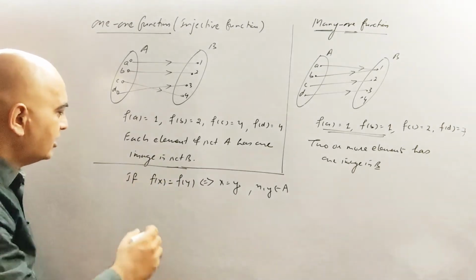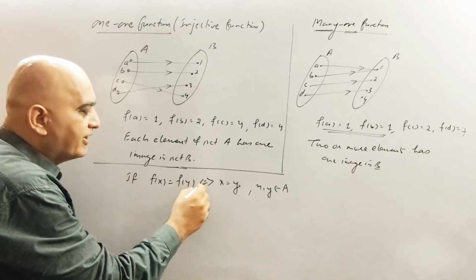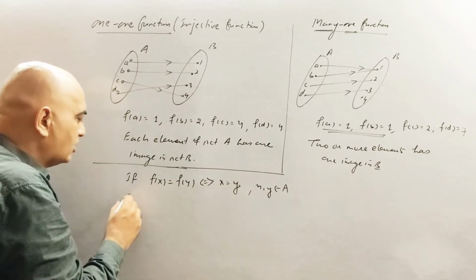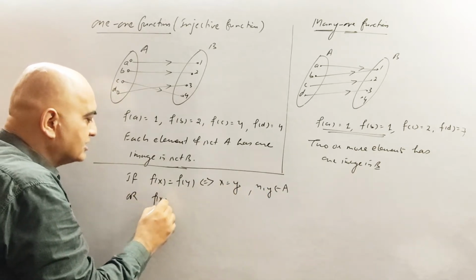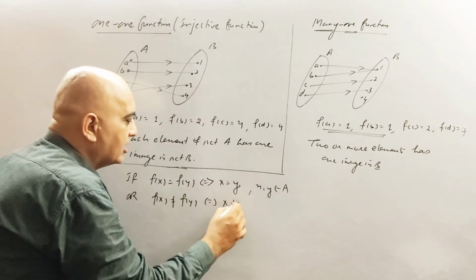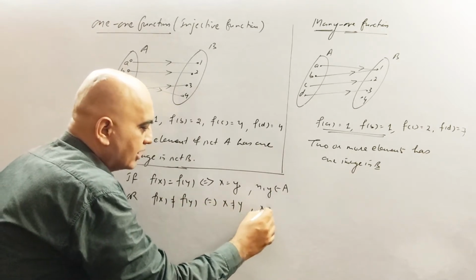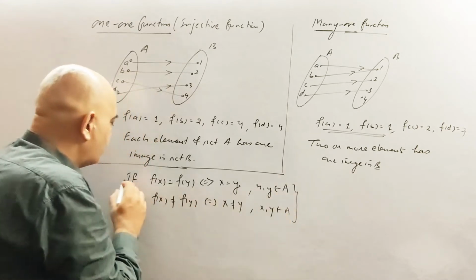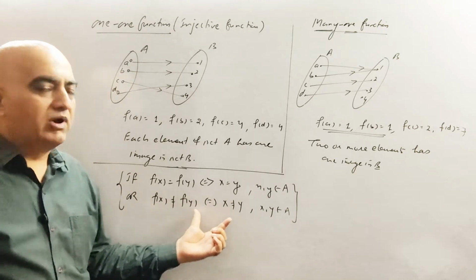My meaning is that if f of x is equal to f of y, it represents x is equal to y for all x, y belonging to A, or f of x is not equal to f of y, it implies x is not equal to y. These two conditions belong to one-one function.